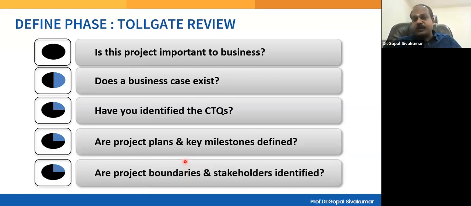And then, are project boundaries and stakeholders identified? Like you are trying to solve a problem involving so many departments. Then everyone in the department becomes a stakeholder. If the stakeholder is interested in solving your problem, it is better to bring them into your scope. Isn't it? Not just the stakeholder, the role they are responsible for, because their role is also important.